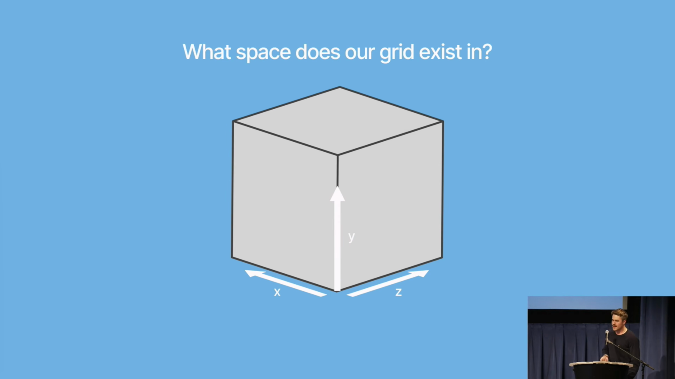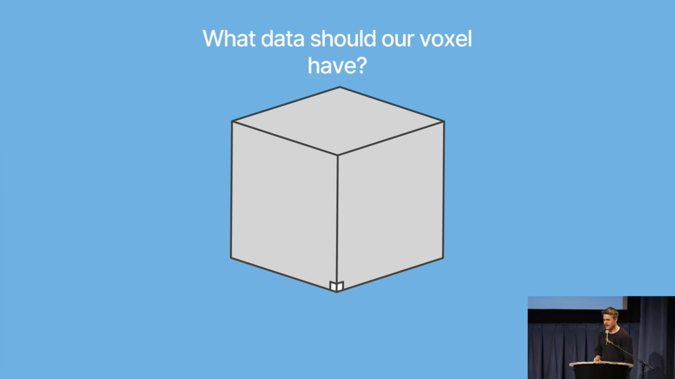Well, what space does our grid exist in? What kind of world does our voxel exist in? Well, we know it's a 3D grid, so we have 3 axes, x, y, and z. But let's define our horizontal axes as x and z, and our vertical axis as y.